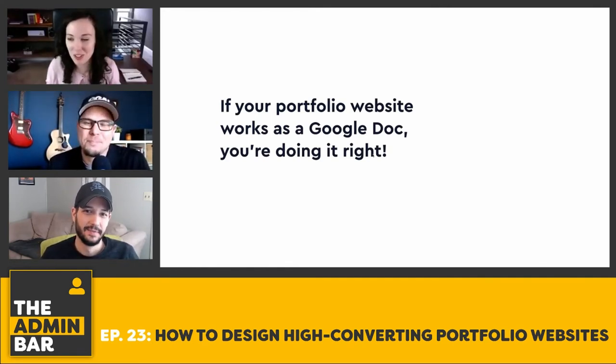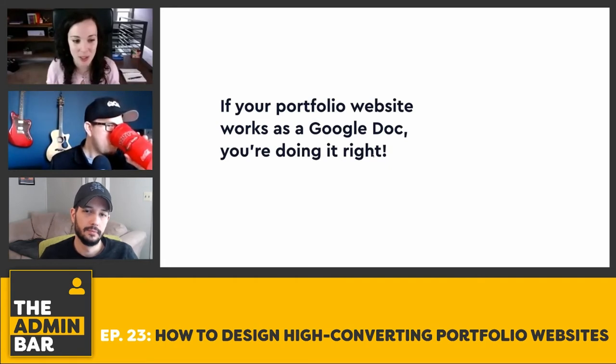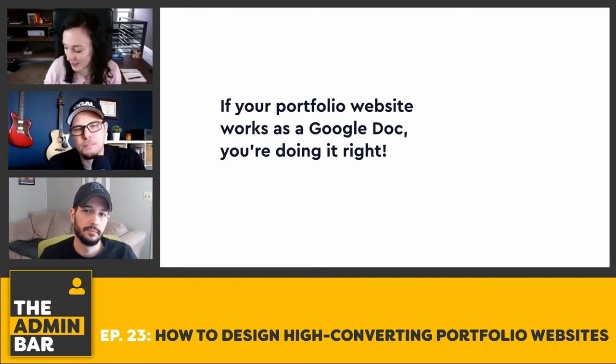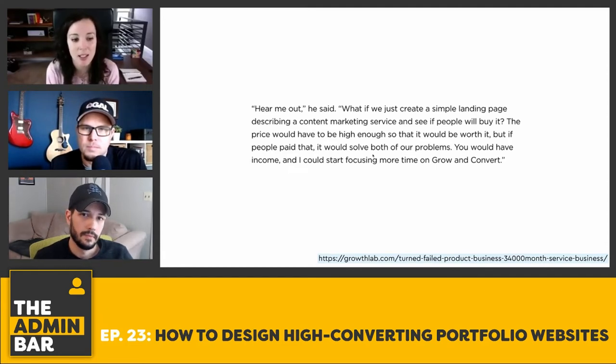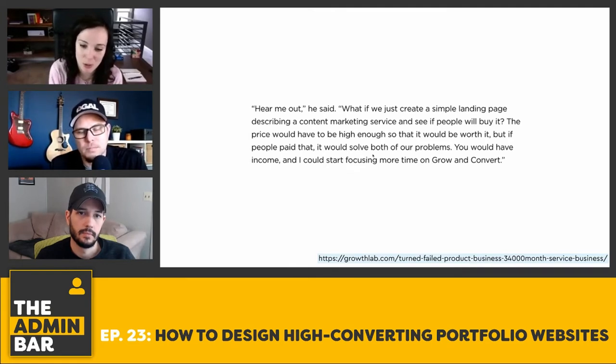So the point that I really want to get across here is that if your portfolio website works as a Google Doc, you are absolutely doing it right. That is what you need to be aspiring to achieve. And I'm going to give you a little bit of an example about this. So there's an article on Growth Lab, Benji Hyam, I believe. He had a product business and it wasn't really doing awfully well. So people kept emailing saying, I want a done-for-you service. And he didn't really want to do a services business, but this seemed to be what people wanted. So his business partner said, listen, hear me out. What if we just create a simple landing page describing a content marketing service and see if people would buy it? Price would have to be high enough so it would be worth it, but you know, it would solve both our problems. You would have income and I can start focusing more time on Grow and Convert.